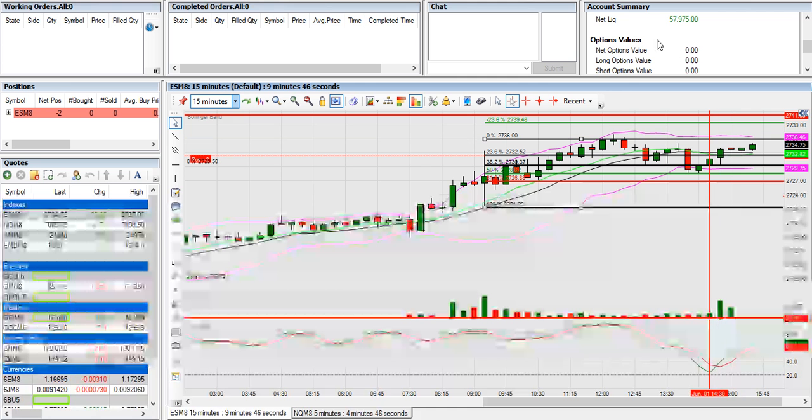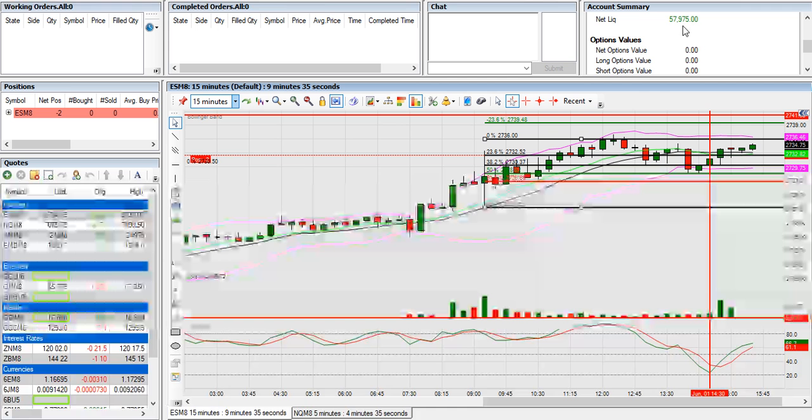As you can see, my net liquidity, I am up to 57,975. I am making more positive trades than I am negative trades. And so this week I was able to gross $7,975 in my account from Tuesday, because we had a short week with Memorial Day, to Friday today. So I was up almost $8,000 this week alone.